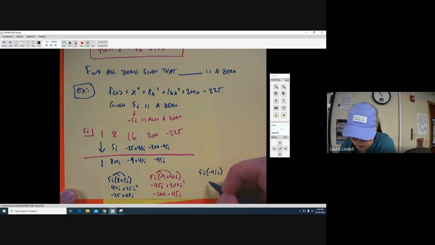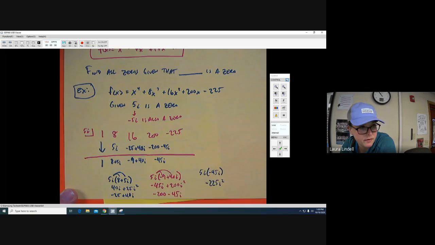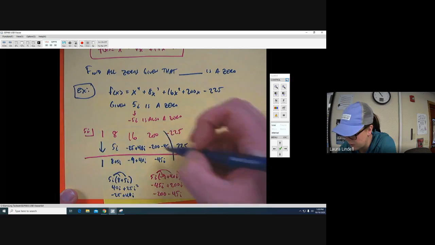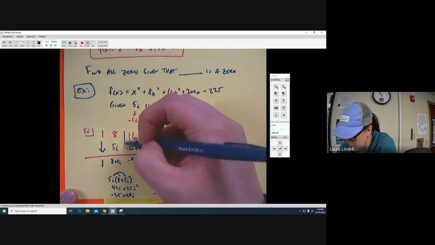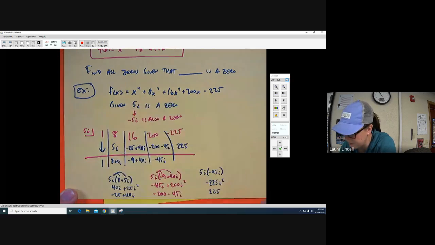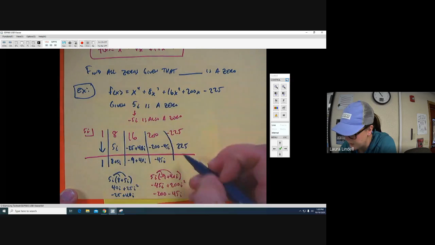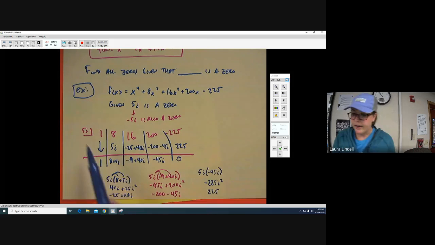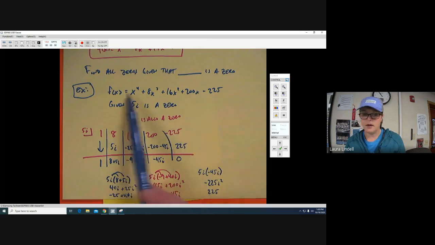And we get negative 225i squared, which is equal to positive 225. So that's what goes here, 225. If it helps to separate things here, you can. Adding these together, we get 0, as we should if this 5i is indeed a 0 of our polynomial.